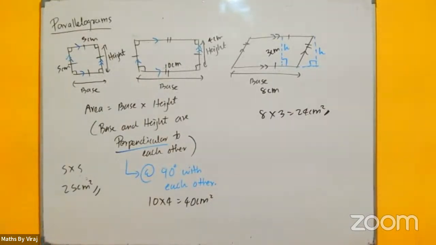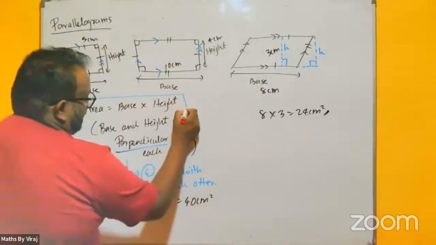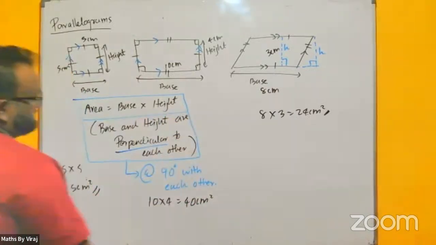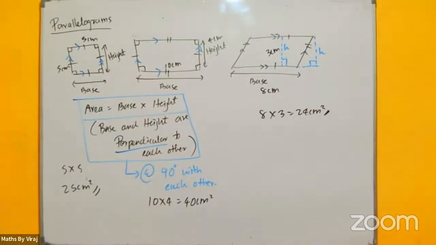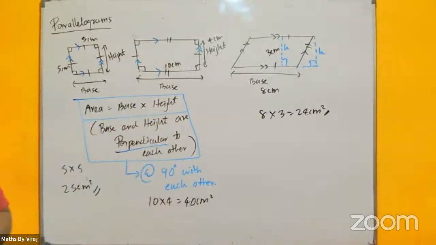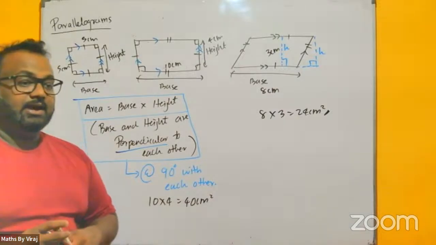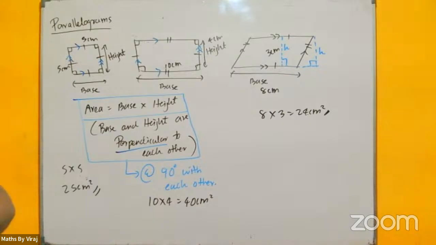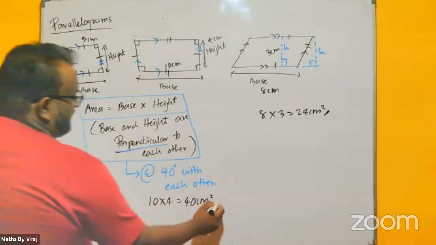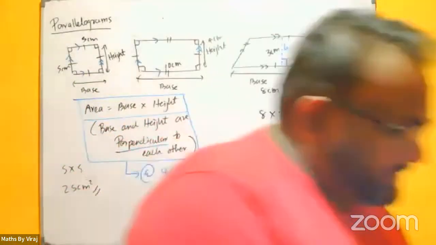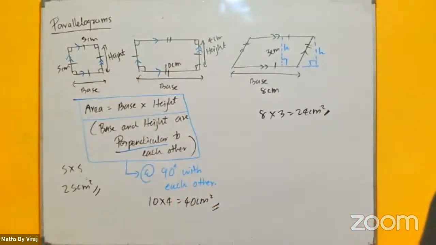What is the objective? Area is base into height, and most importantly, base and height are perpendicular to each other. For us to use base into height, we have to consider that base and height are perpendicular to each other. What do you mean by saying perpendicular? At 90 degrees with each other, and these are the respective areas of the three figures that we have. Understood? Yes, understood sir. Right, take it down.